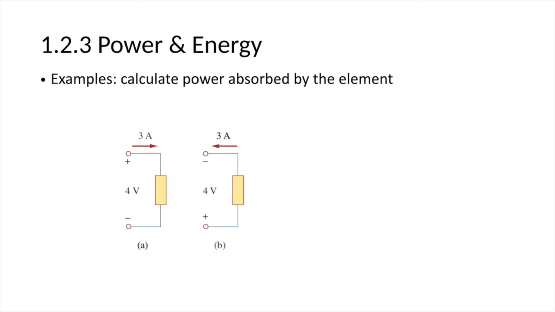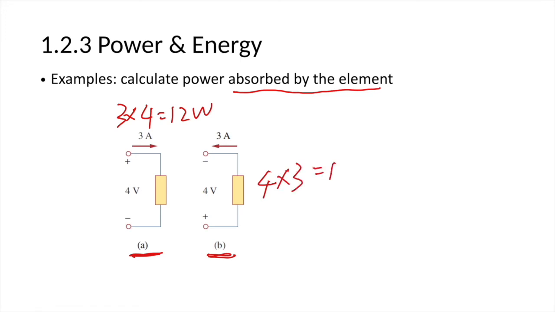Okay, now let's take a look at an example. Calculate the power absorbed by the element. We can see that for figure A, it matches the passive sign convention, and so the power absorbed by the element equals 3 times 4 equals 12 watts. And for figure B, it also matches the passive sign convention. So the power is 4 times 3 equals 12 watts.